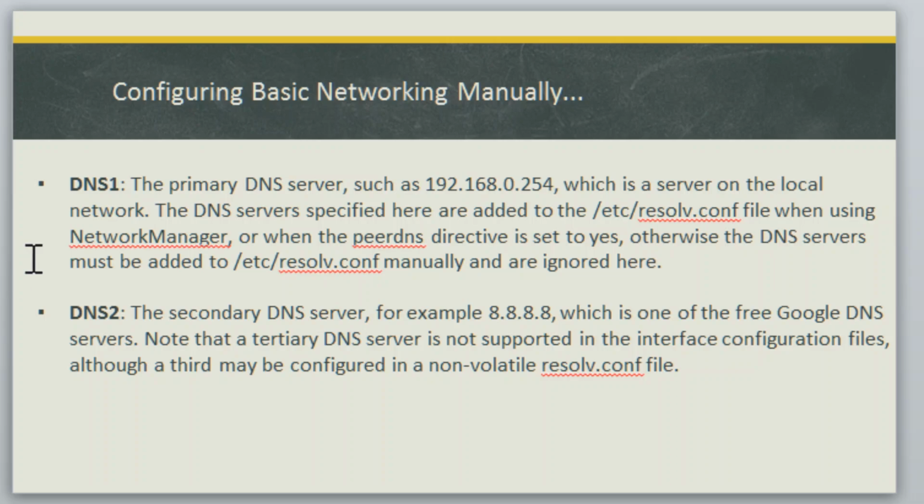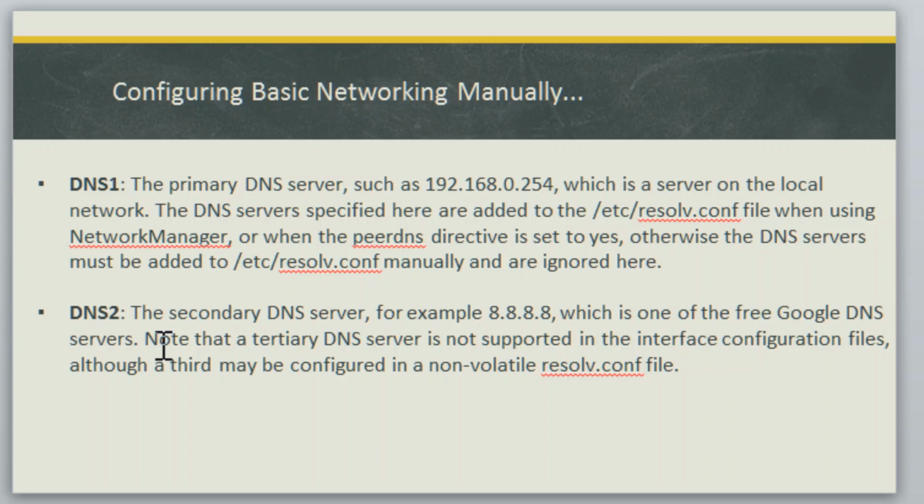We also have DNS1, which is the primary DNS server, such as 192.168.0.254, which is a server on the local network. So the DNS servers specified here are added to the /etc/resolv.conf file when using NetworkManager, or when the PEERDNS directive is set to yes. Otherwise, the DNS server must be added to the /etc/resolv.conf manually and is ignored here.